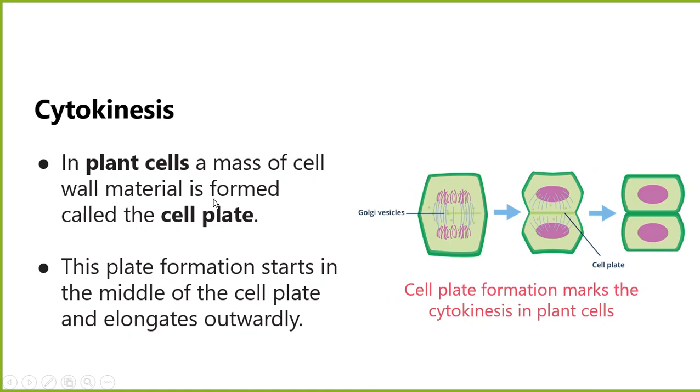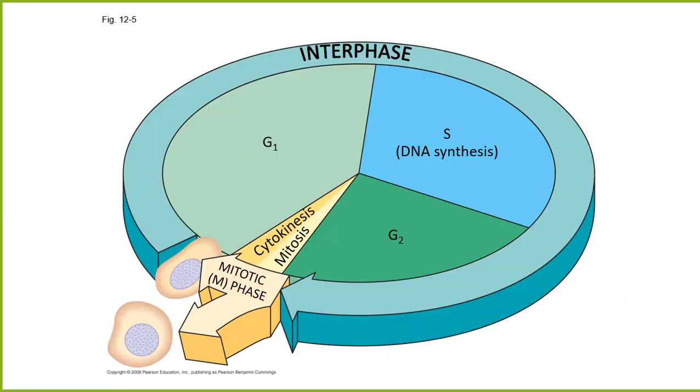In plant cell, hindi siya cleavage furrow. So, it's a formation of cell plate. So, kung kanina sa animal cell, it starts from the outside to the center of the cell. Ito naman, it starts from the center of the cell to the outside of the cell. So, ganyan po. Cell plate. Formation of plate starts in the middle of the cell plate and elongates outwardly. So, magkabaliktad sila ng animal cell. Okay? So, yan. So, I'm going to show you a video of mitosis. So, wait first.